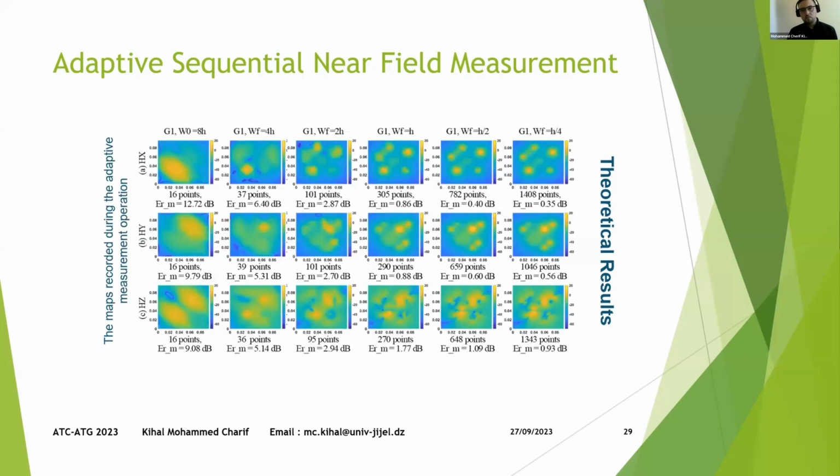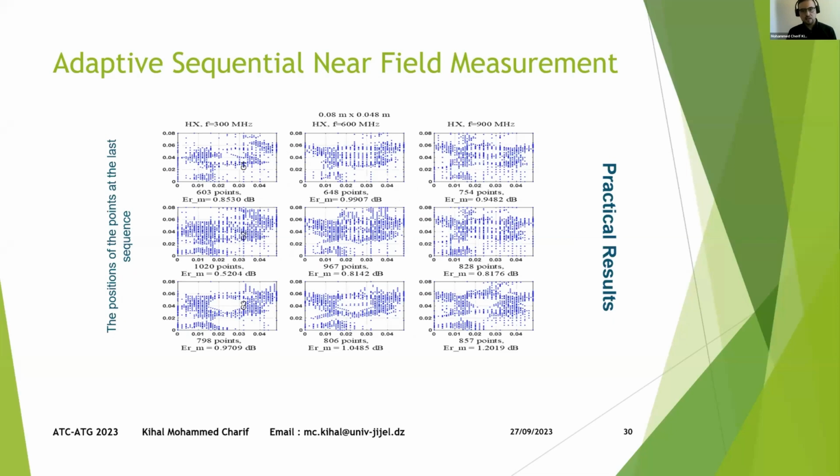On these figures, the maps recorded during the adaptive measurement operation are presented. We note that the field improves according to the sequences, the number of points increases, and the average error decreases.